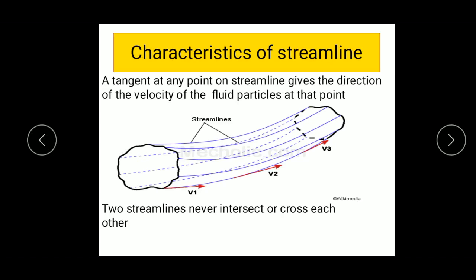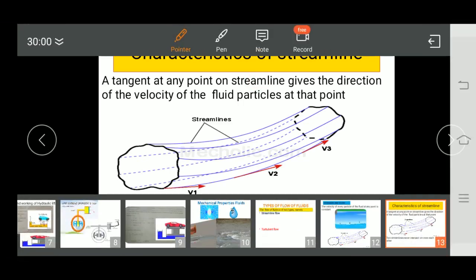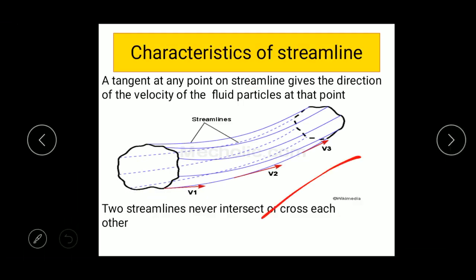So here what we are saying is that two streamlines never intersect or cross each other. If they intersect, then at the point of intersection the particles of the fluid will have two directions of motion. So if the two streamlines intersect here, at the point of intersection we have two directions of motion of the fluid particles. This is not possible, hence two streamlines cannot cross each other. So this is the second characteristic of streamline flow of liquids.